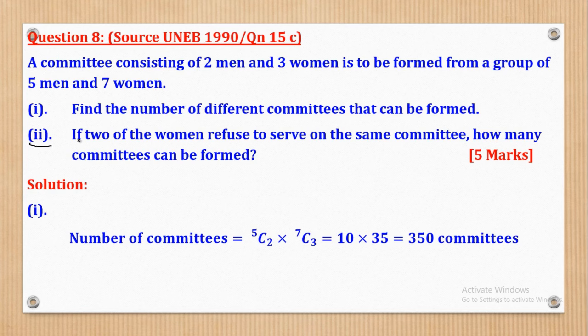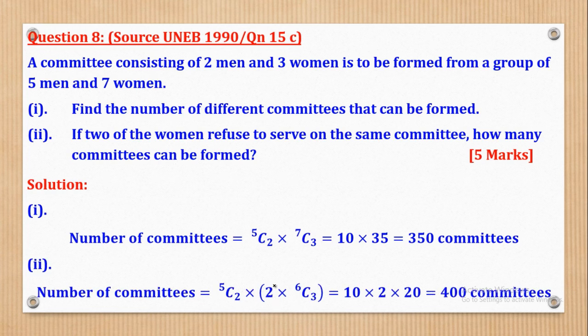Then Roman 2, they said, if 2 of the women refuse to serve on the same committee, how many committees can be formed? So number of committees will be this, because two women cannot serve on the same committee, meaning that you'll be left now with 6. So if I remove one woman here, I'll be left with 6. That is why you see here 6 combination 3. Or you choose also the other group where there is the other second woman, that is also 6 combination 3. That is why there is here 2 times this, because there are 2 ways.